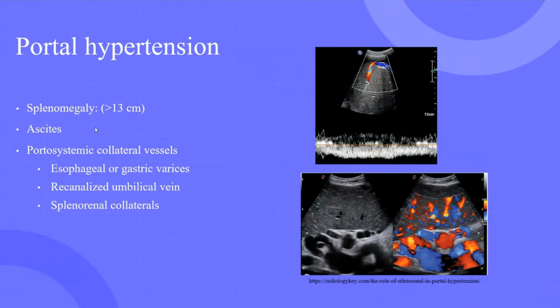Other ultrasound findings can be an enlarged spleen, more than 13 centimeters, ascites, and portal systemic collateral vessels like esophageal varices, recanalized umbilical veins, and splenorenal collaterals. This is a picture with a recanalized umbilical vein. This is a picture with splenorenal collateral varices.